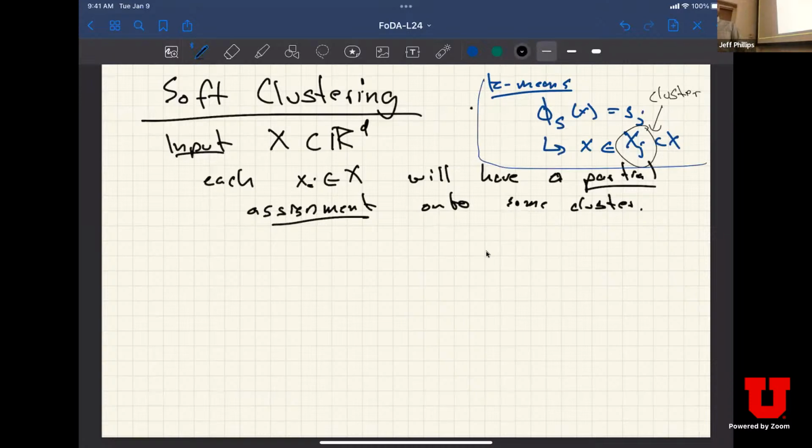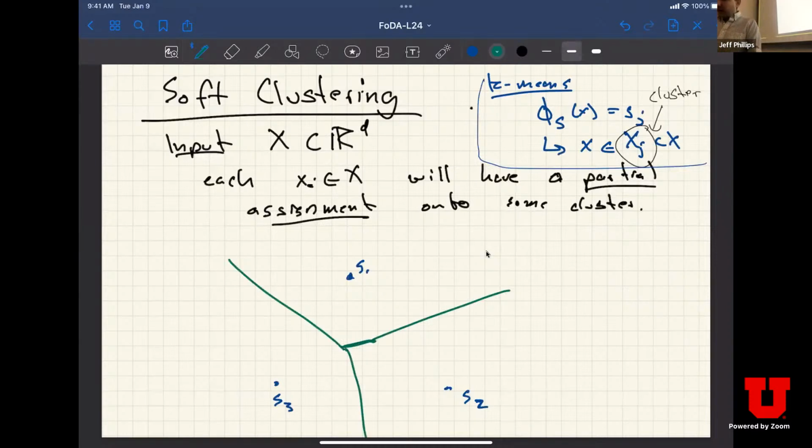Okay, this is not what we're going to be doing now. We're going to be saying a point is not going to be exactly one cluster. It might be partially assigned to a few clusters. Okay, so let me draw an example here. Let's say this is S1, S2, S3. Okay, and we can draw the Voronoi diagrams to understand which cluster data points are in. So the question is, what happens if you have a point right here, xi?